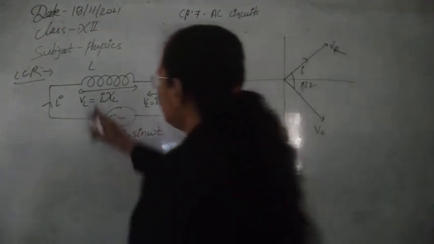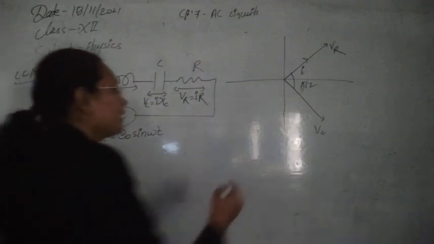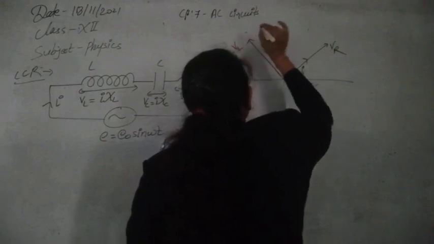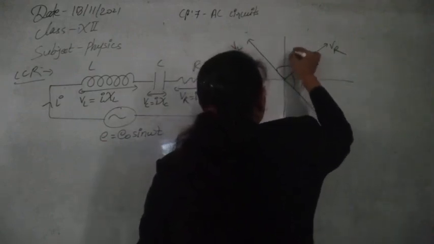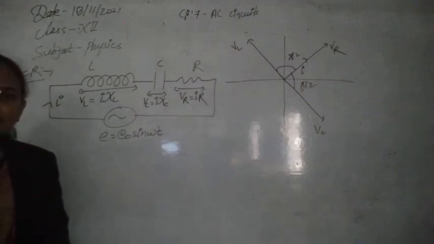Similarly, now the third one, the potential across the inductor, will be pi by 2 angle ahead of the current, so its direction will be this one. As we have discussed one by one individually, this is now the phasor diagram for the LCR circuit.